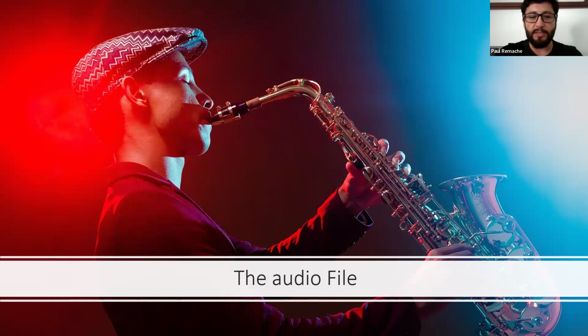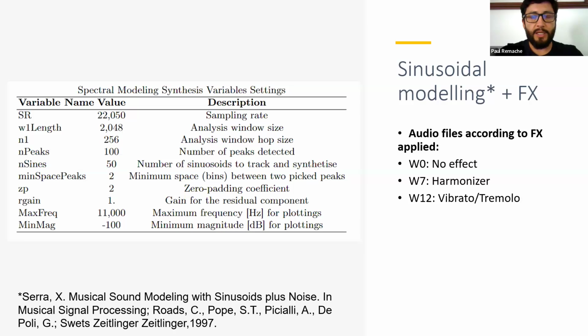For this pilot test, it was important to choose a very wide frequency range instrument and a simple song, which was a jazz song. So we kept this simple because we were starting with this algorithm with our approach.